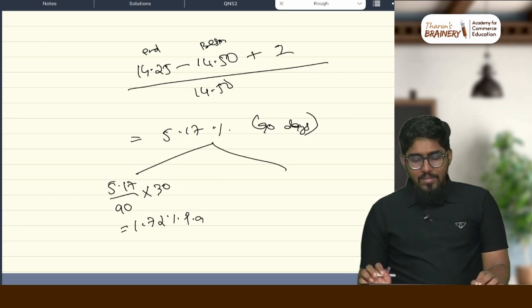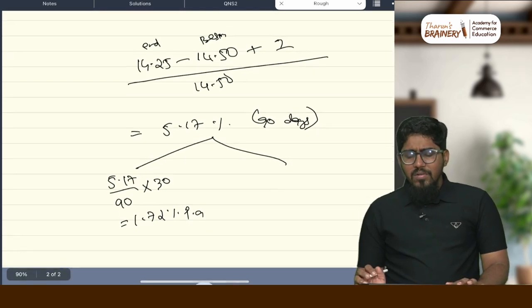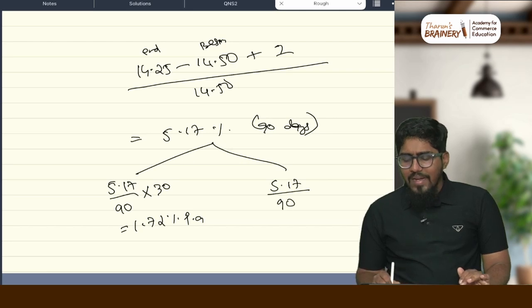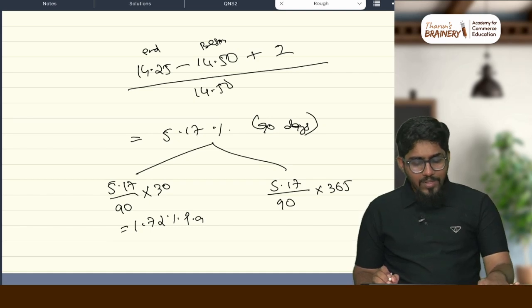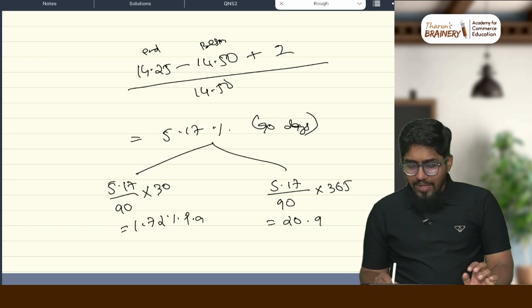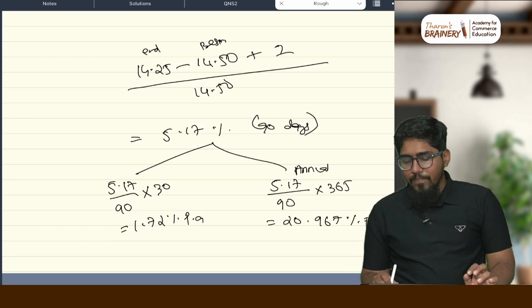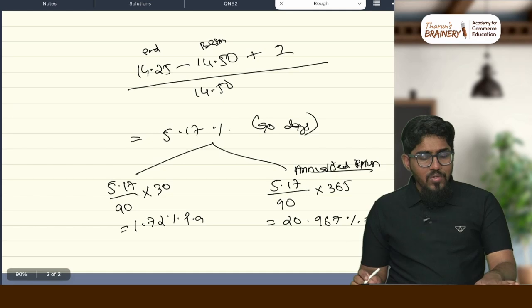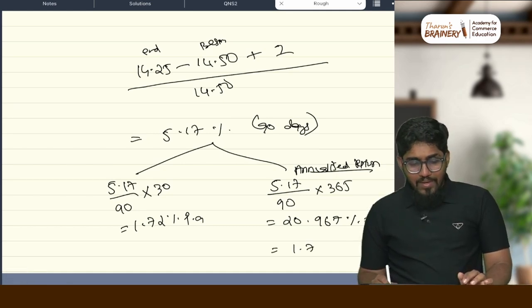Either you can write it like this, okay? Or how you can do, first try to find out the annualized return. Sir, how to do the annualized return? This 5.17 is for 90 days. How much is for 365 days? So 5.17 divided by 90 into 365, it is equal to 20.967 percentage per annum. So this is what is called the annualized return. Now from this annualized return, just divide by 12. So that is the monthly return, which is 1.74 percentage.